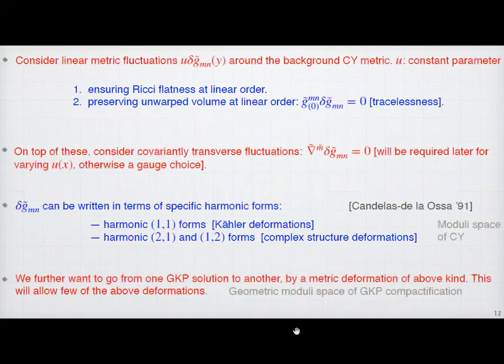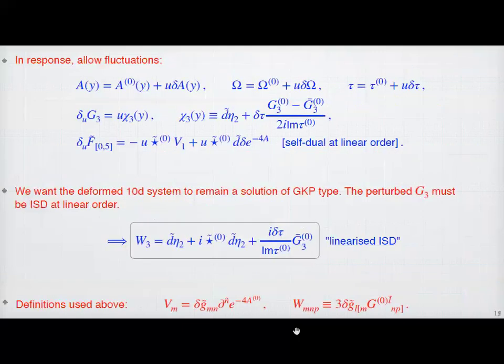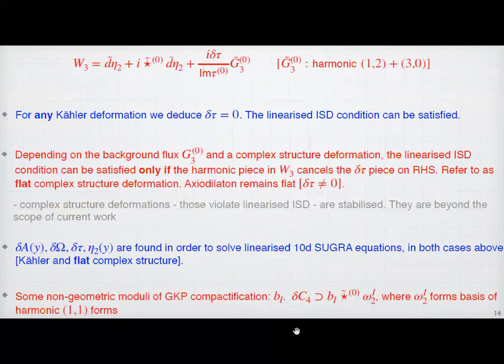structure moduli. As I said, not all are moduli of the GKP compactification. At this stage, we should judge what, in the moduli space, can be satisfied, which deformations satisfy this linearized equation. So I am stating the results. Any Kähler deformations, like the linearized deformation, can be satisfied and delta tau must be 0.